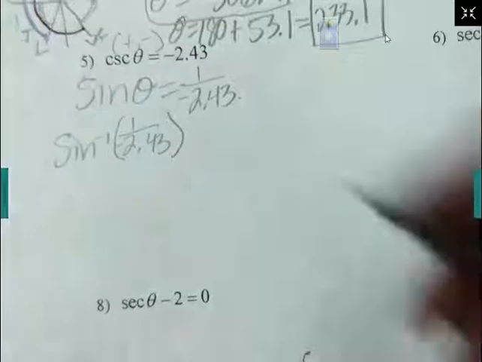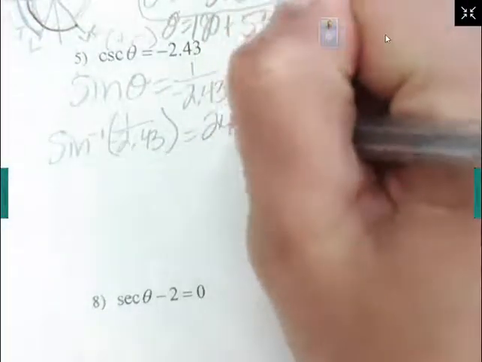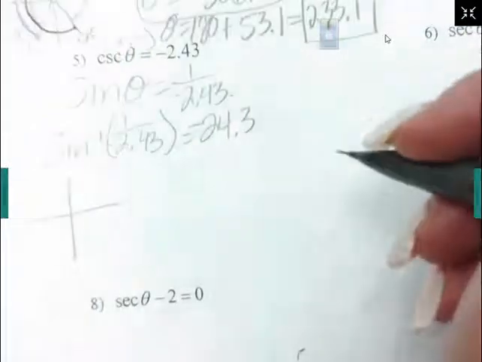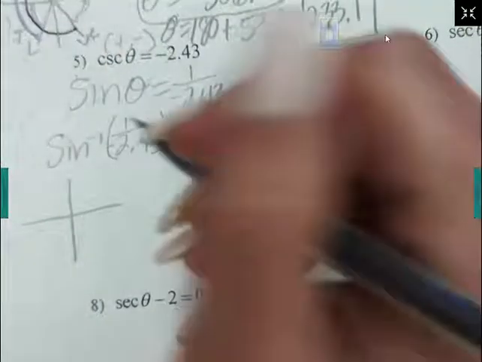Good. Did everybody else get negative 24.3? Okay, now, Allie, we are not allowed to have a negative angle. So what we're going to do is we're rotating negative 24.3, and then we're going to have to find the positive angle that corresponds to that negative angle, okay?